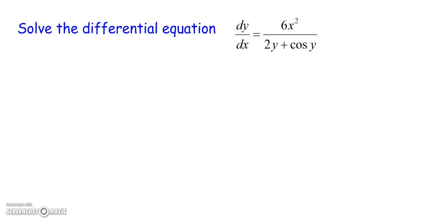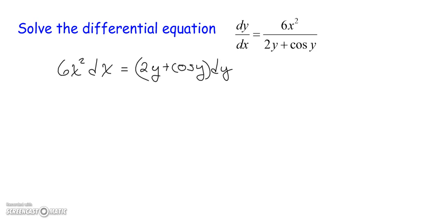Okay, so let's stick with it. A little bit more challenging here. So separable equation, I think it's pretty straightforward that this is a separable equation. What are we going to do to both sides? Or what are we going to do to cross multiply? So 6x squared dx equals 2y plus cosine y dy. Good. Next step.